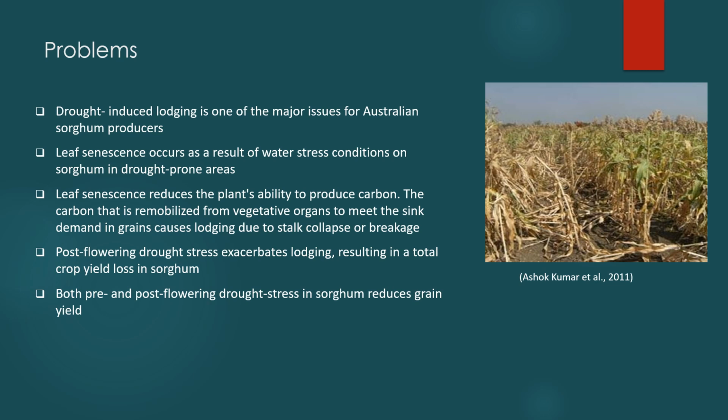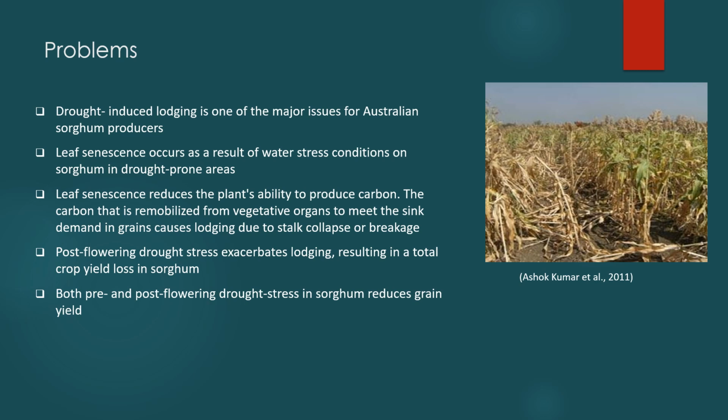I have identified a few major problems of sorghum cultivation in Australia. Sorghum is well known for its drought tolerance. However, one of the consequences of growing sorghum in a drought-prone region is stalk lodging at the end of the season due to water stress during grain fill. Late season water stress on sorghum plants results in leaf senescence. This decreases photosynthesis, resulting in a loss of carbon production, which the developing grain requires.